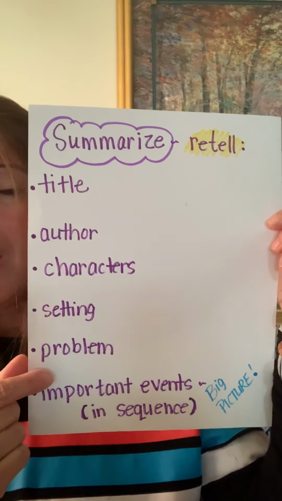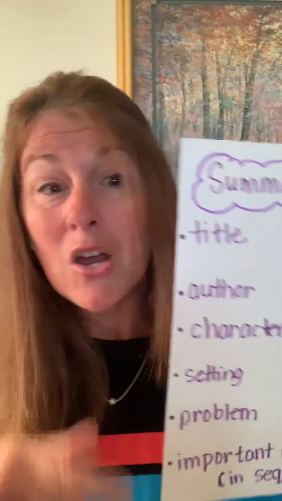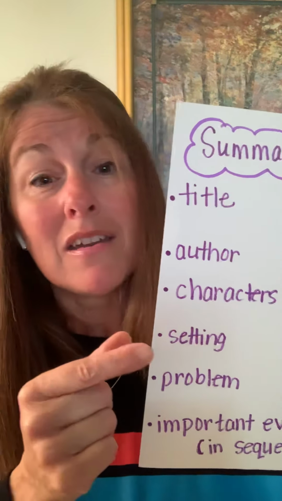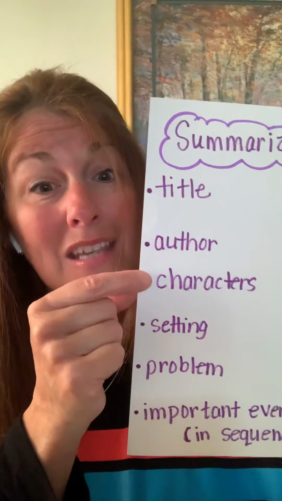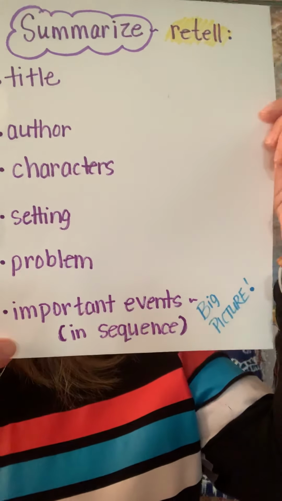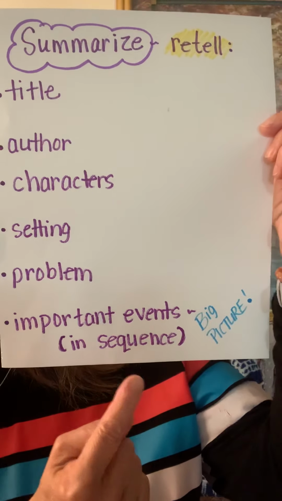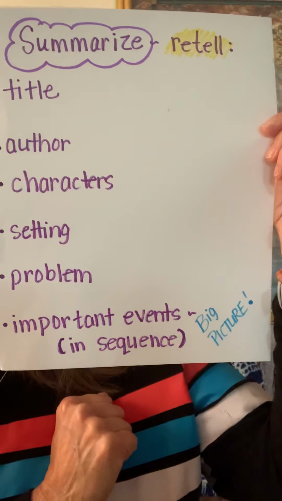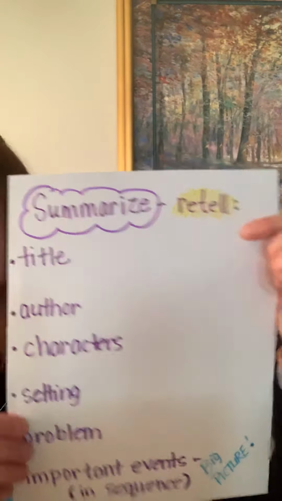We have the problem. The problem is what the character needs to overcome. Do you remember when we read Trumpet of the Swan and the character Lewis couldn't find a voice? He didn't have a voice, so he had to figure out a way to communicate. He was the character, and the problem was needing to communicate. And then we have important events. These are in sequence. In sequence means in the order in which they happen, and you want to make sure that you include the big picture. Those are the 6 components that you need to include when you are summarizing or retelling a story.